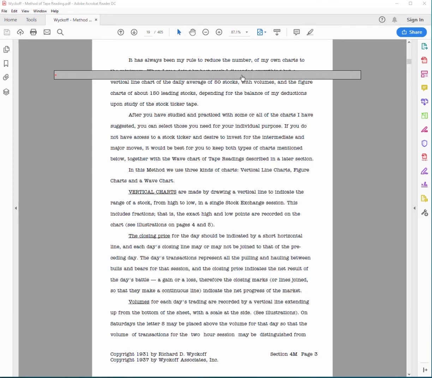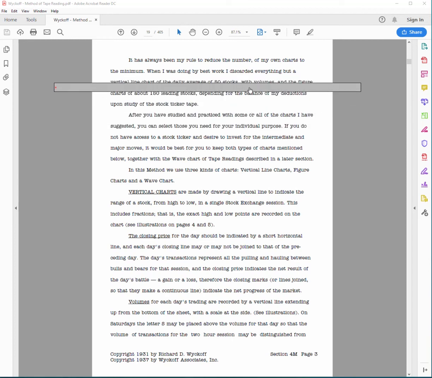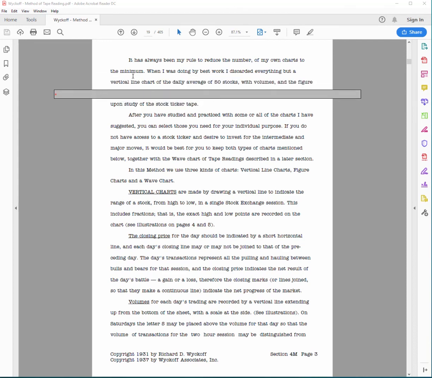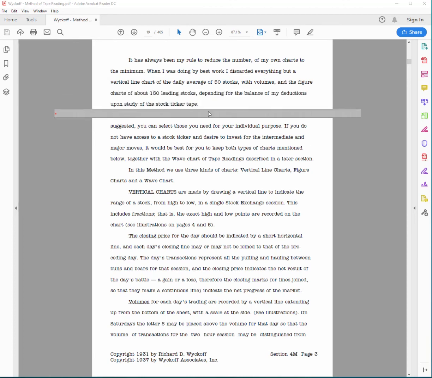It has always been my rule to reduce the number of my charts. I disregarded when he did his best work. This is important. When he did his best work, what he did was he looked at an average, a bar chart of an average, and a point figure chart of 150 leading stocks.